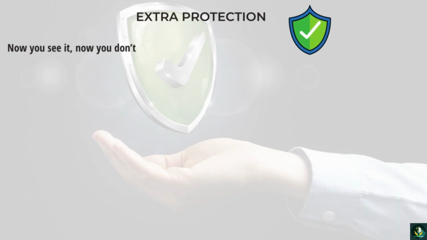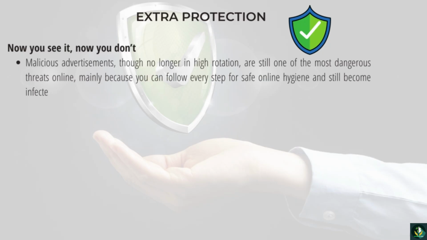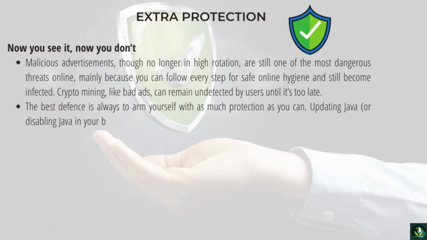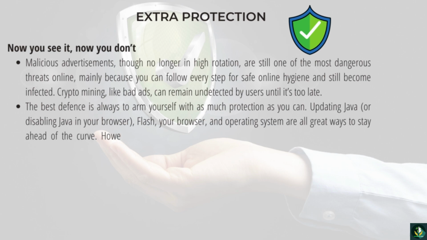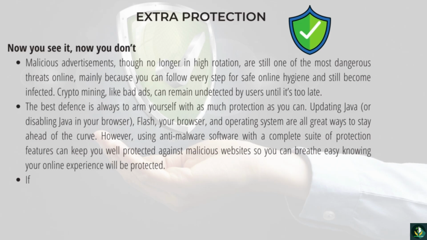Now you see it, now you don't. Malicious advertisements, though no longer in high rotation, are still one of the most dangerous threats online, mainly because you can follow every step for safe online hygiene and still become infected. Crypto mining, like bad ads, can remain undetected by users until it's too late. The best defense is always to arm yourself with as much protection as you can. Updating Java or disabling Java in your browser, Flash, your browser, and operating system are all great ways to stay ahead of the curve. However, using anti-malware software with a complete suite of protection features can keep you well protected against malicious websites, so you can breathe easy knowing your online experience will be protected.